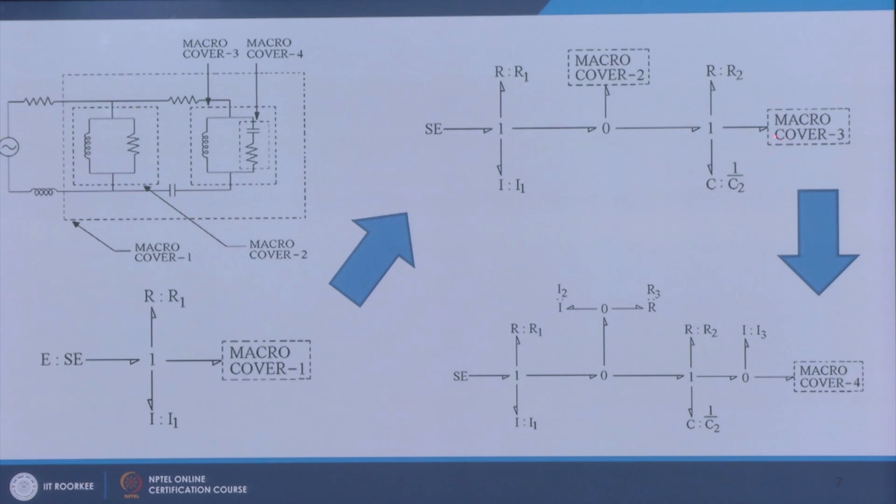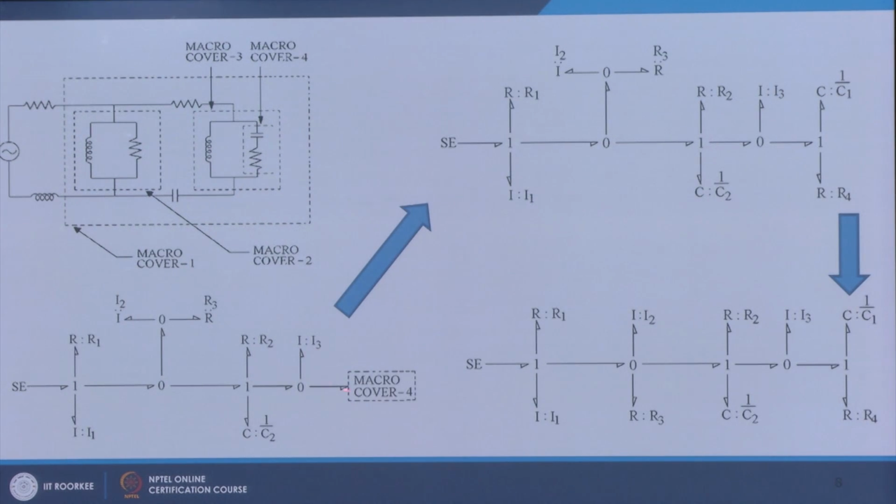fine. After this I can uncover this macro cover 3, okay. And here in macro cover 3 you can see that we have inductor and macro cover 4 in parallel. So, here I just add a 0 junction, and the inductor and macro cover 4 are put over here, okay. And in the next step we uncover the macro cover 4 also. So, here you see that this was the previous model. Now, in macro cover 4 we have a capacitor and a resistor in series. So, here again I put a 1 junction and attach a capacitor and resistor there.